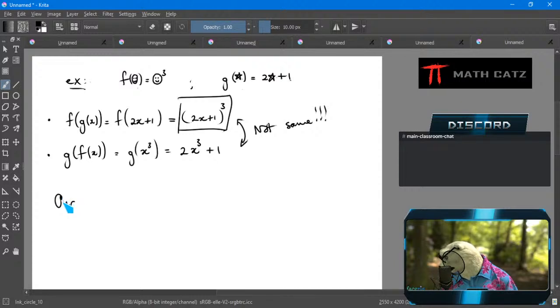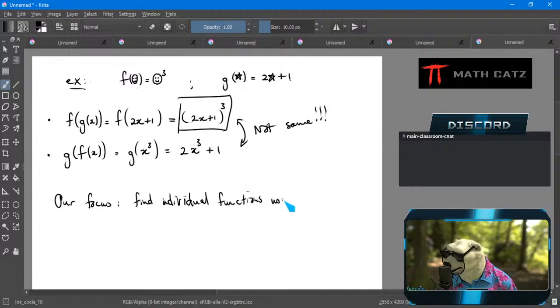Not that composing the functions isn't important, but it's not really what we need to focus on. Our focus will be to find the individual functions used in the composition.